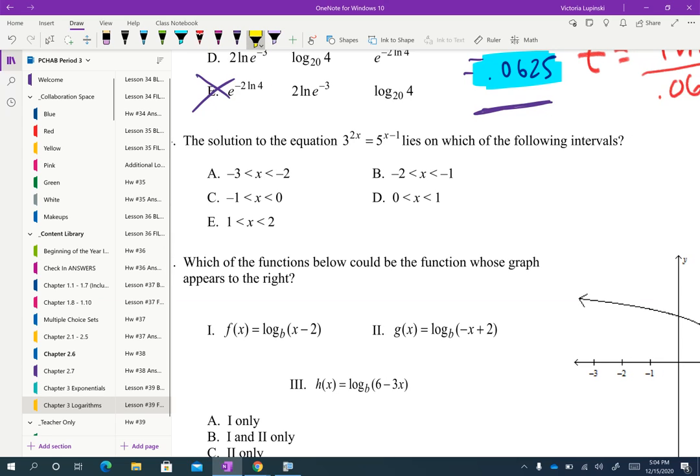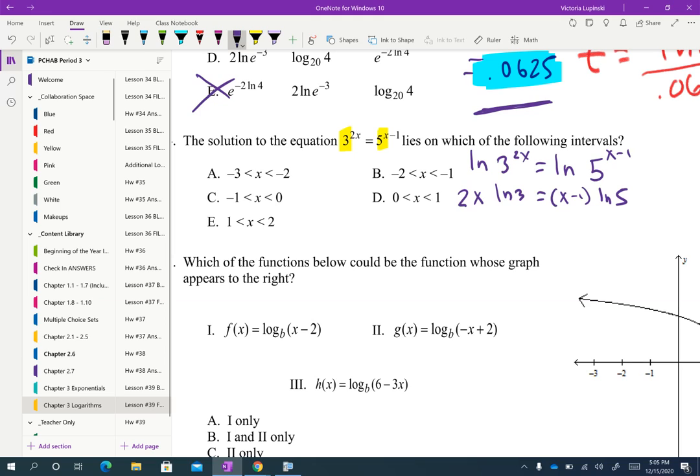Because you have base 3 and base 5, normally we would take the log of both sides, but because we don't know what base to choose, we're going to take the ln of both sides. So the ln of 3 to the 2x equals the ln of 5 to the x minus 1. Then you're allowed to use the properties of logs and move the exponents down to the front. So 2x times the ln of 3 equals x minus 1 times the ln of 5.